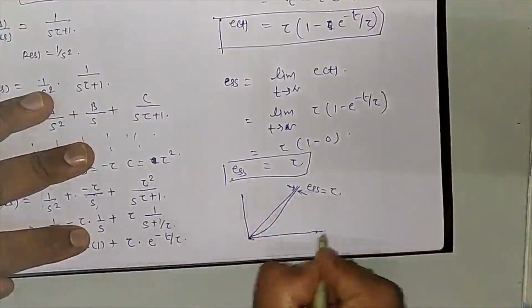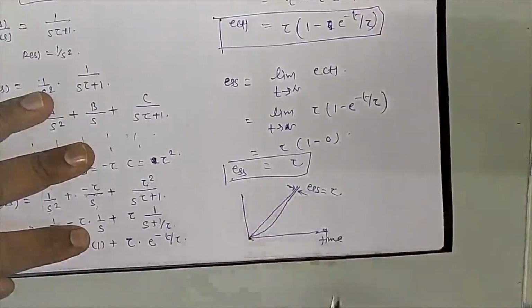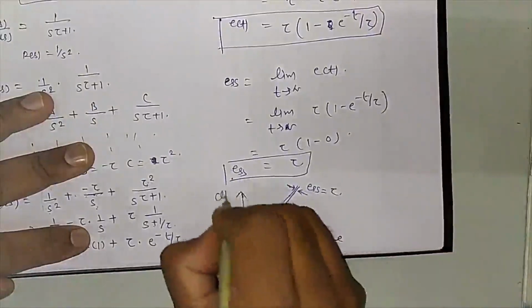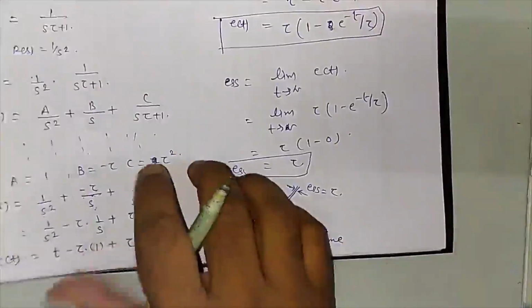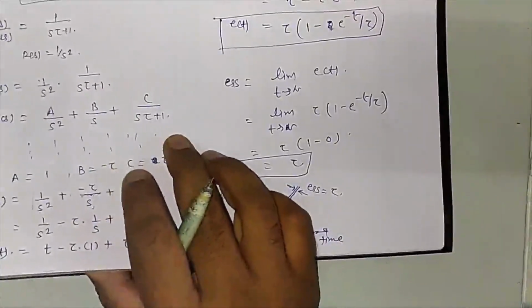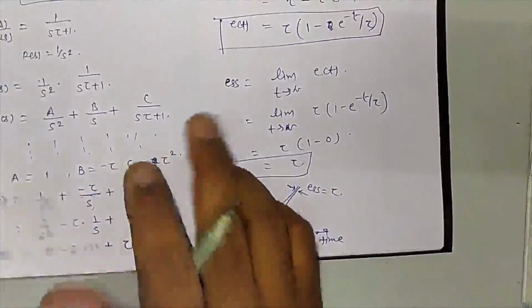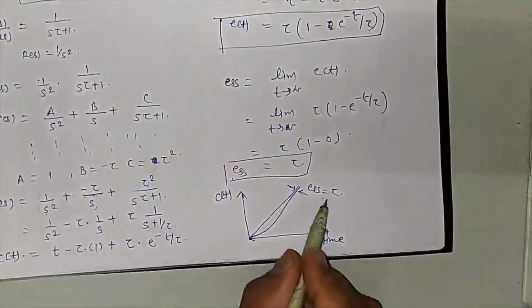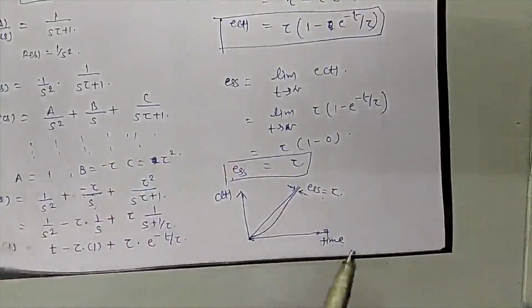Tau times s. Okay. Previously in your step input, we are getting the error equal to 0. Over here, the steady state error, we are getting tau.